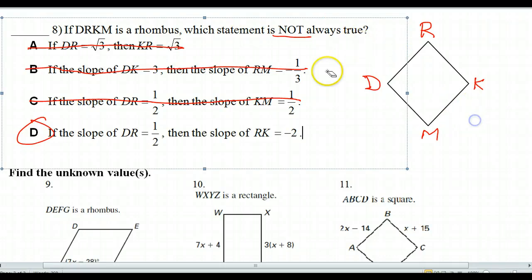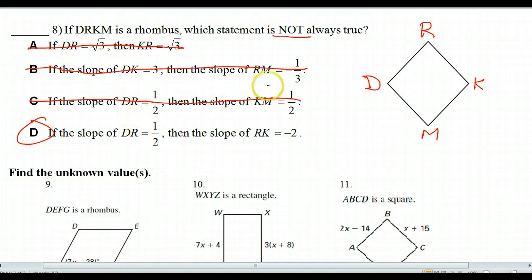Let's talk about why D is the answer. Go ahead, explain to me, Lisa. Okay, so DR is a side, and all of them have to be congruent, and DR is 1/2, while RK is just -2. They're not supposed to be perpendicular, it's supposed to be congruent. The DR has slope 1/2. Does that mean that slope RK is always going to be -2? No.